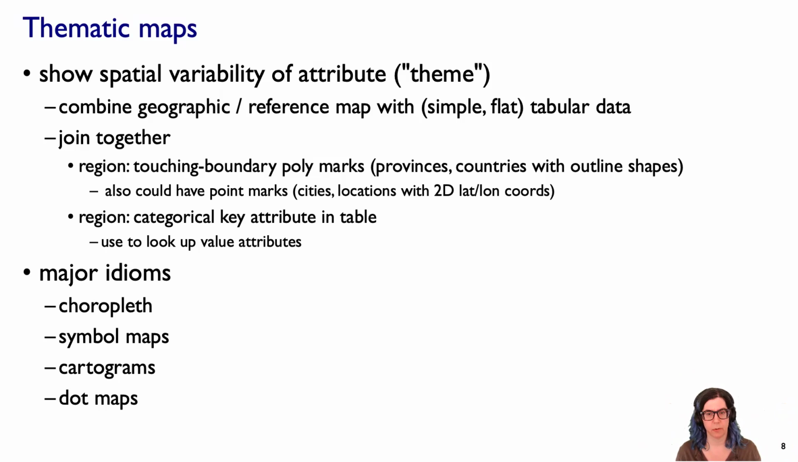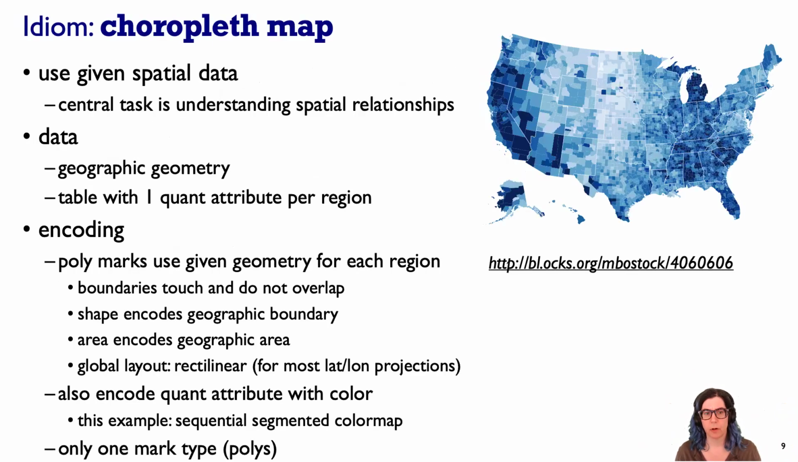So let's get going. Choropleth map, that's just a fancy word for a map where we color code stuff in the geographic regions. So we're using given spatial data, and we would do this when, as I said before, the central task is understanding spatial relationships. So what is the relationship between these attribute values and the spatial locations of all of these regions?